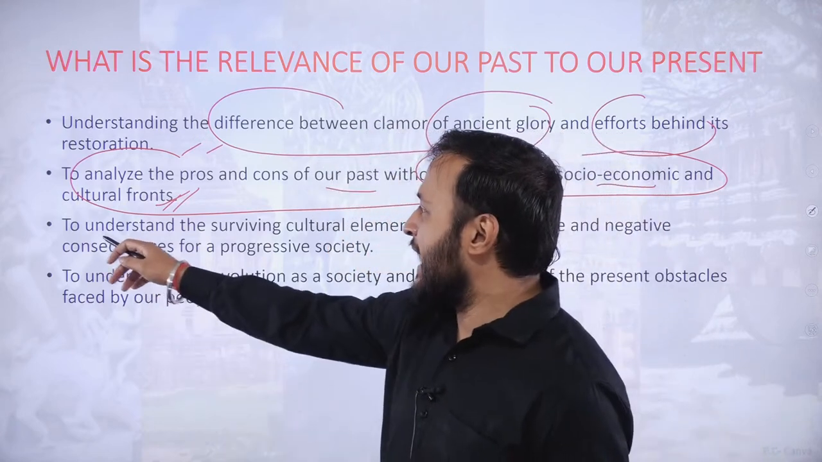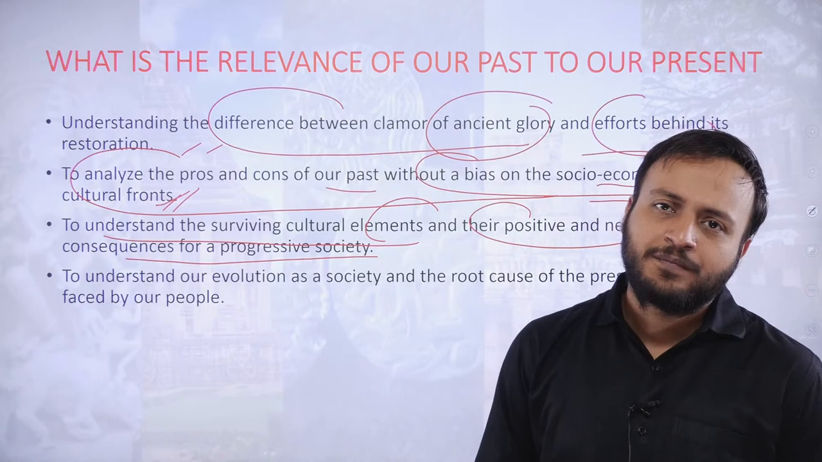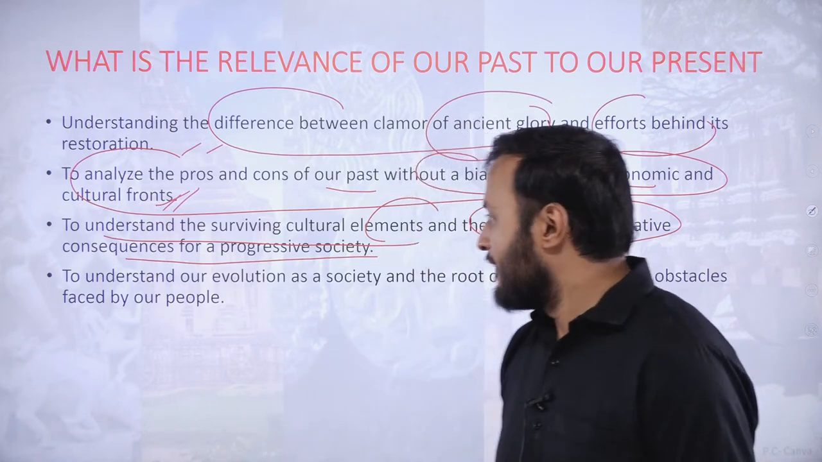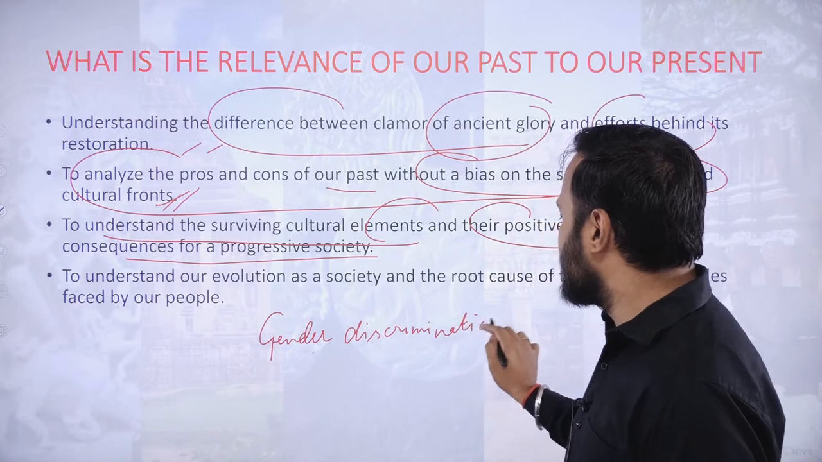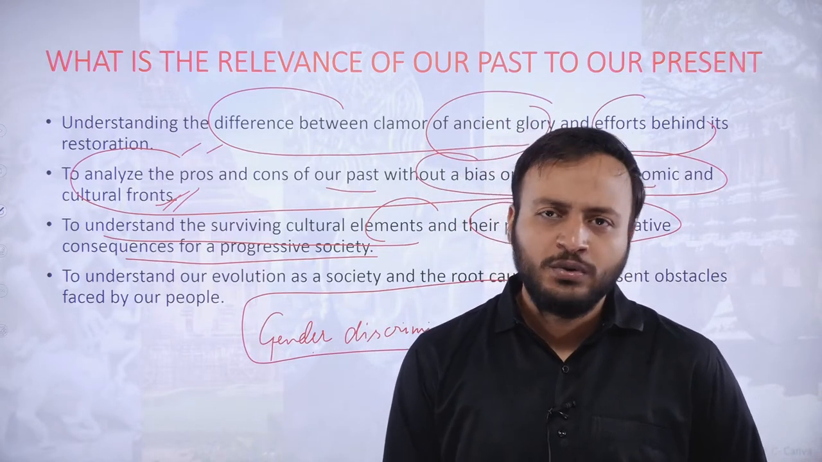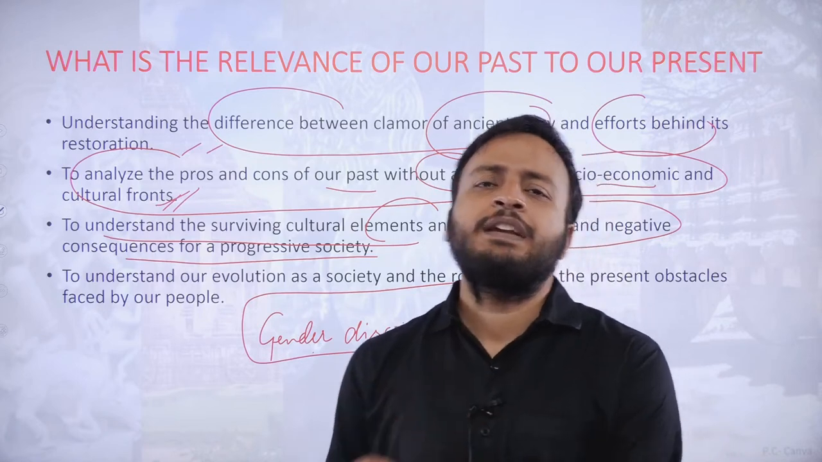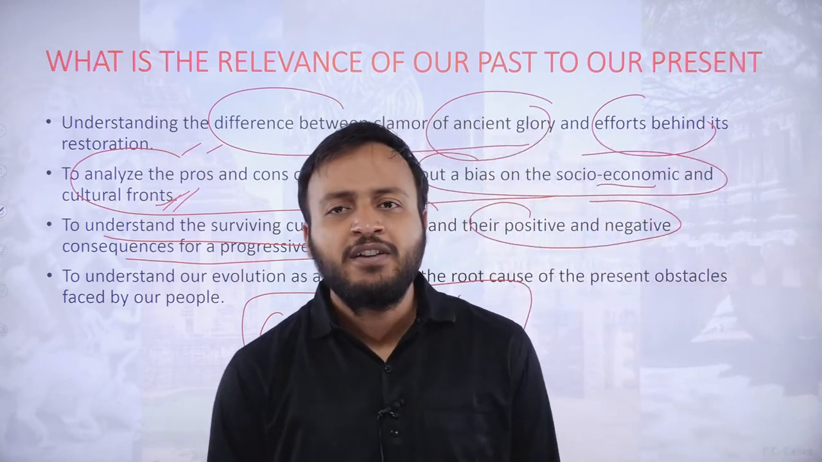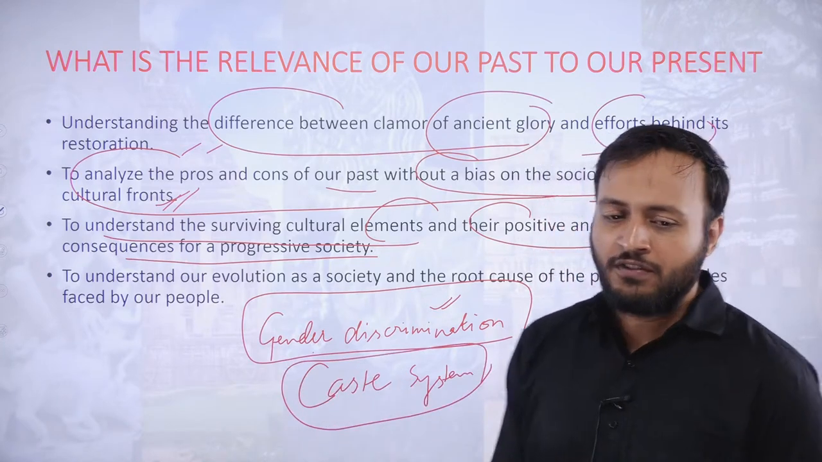To understand the surviving cultural elements and their positive as well as negative consequences for a progressive society. What is the meaning of that? Some of the cultural practices are still existing in our country. For example, gender discrimination. This is a cultural practice which belongs to the medieval time period, or you can say the early medieval to the proper medieval. When I say medieval time period or ancient time period, that means there is definitely some classification done. And we have continued that practice even today. Similarly, we have continued practices like the caste system. That is also going to create a lot of trouble in the modern time period.